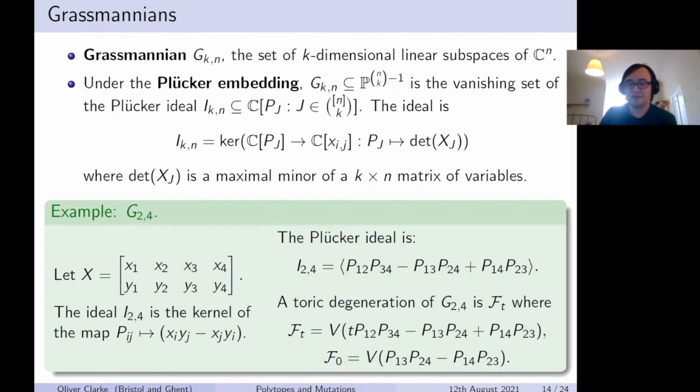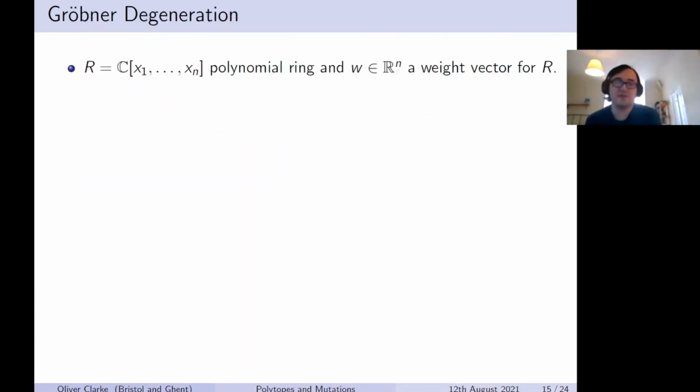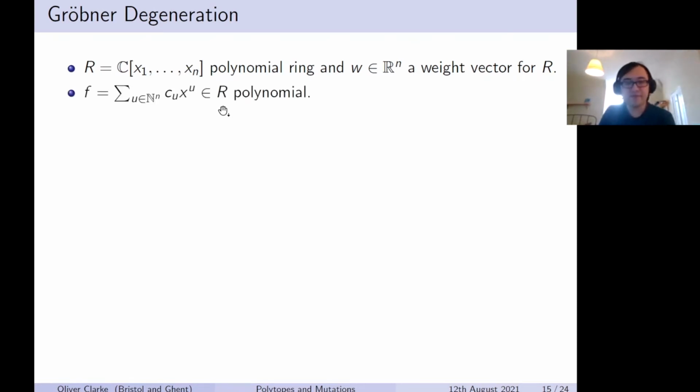So one way to do this is to use what are called Gröbner degenerations. These are degenerations that are going to be parameterized by some weight vectors in Rn. So if I take a polynomial ring in n variables and a vector w in Rn, I call it a weight vector for R because each of the coordinates of w corresponds in some unique way to a variable of my polynomial ring. That means that if I take a polynomial in R, and here I just want to note that I'm using multi-index notation, so this x to the u means x1 to the u1 dot dot dot xn to the un.